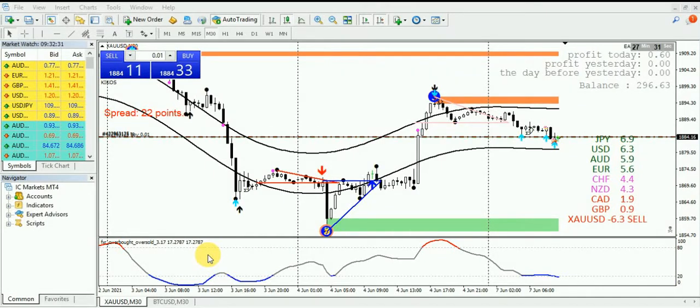I want to say something about this EA that I've been using for a long time. I tested it and it's been working out recently, and I want to share with you guys how it works.